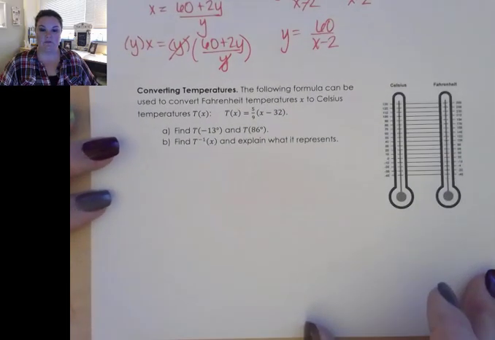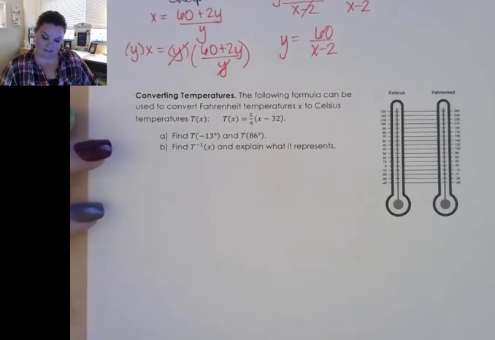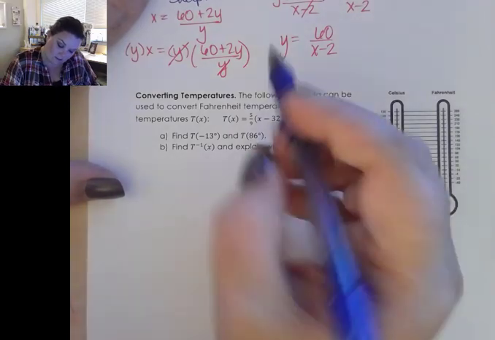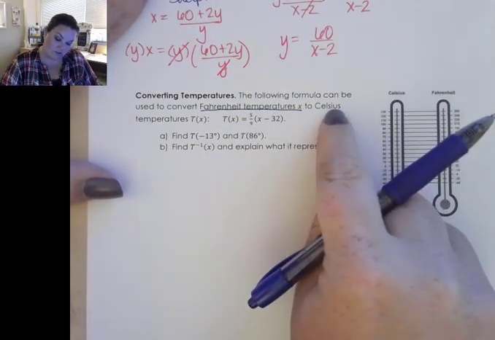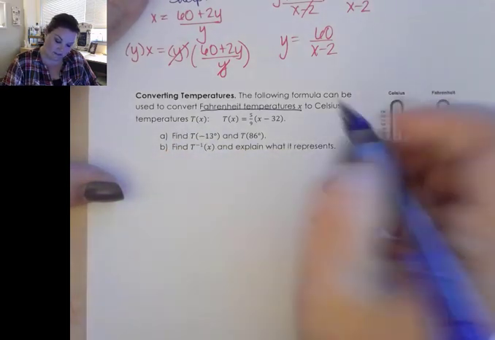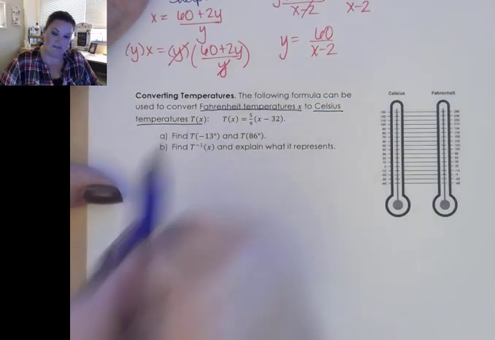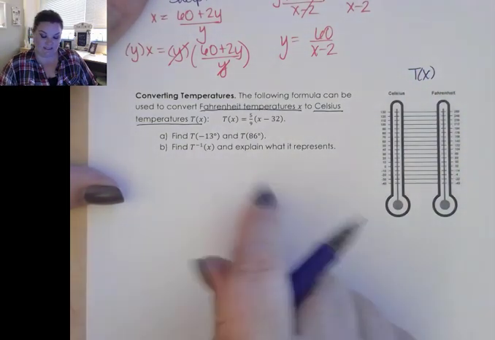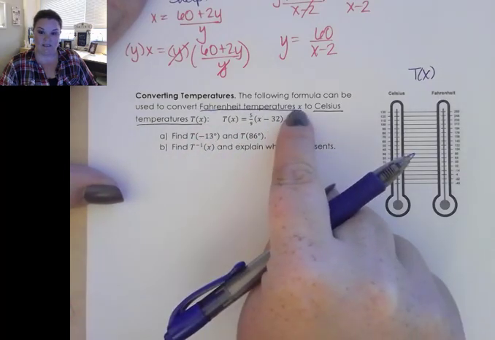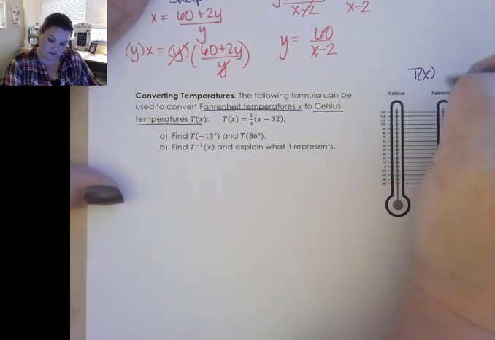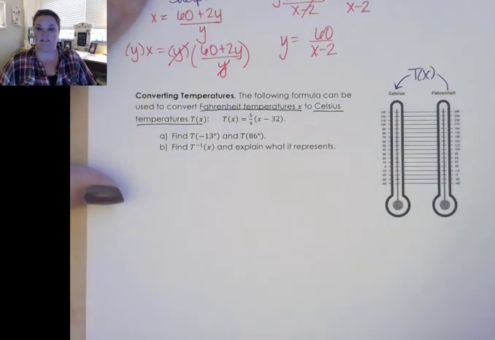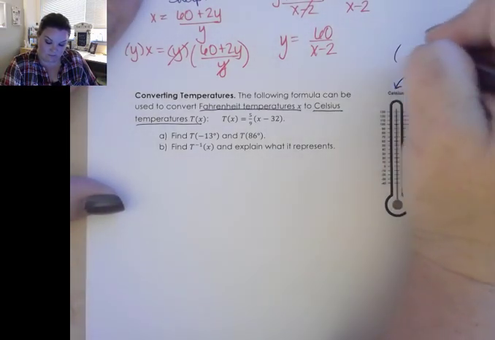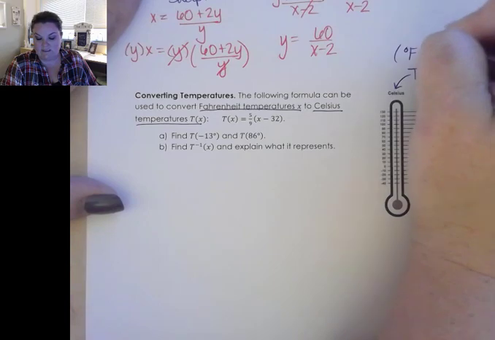This one's talking about converting temperatures, and it says the following formula can be used to convert Fahrenheit temperatures x to Celsius temperatures T of x. Celsius temperatures is our output. So what this is telling us is that our T of x function takes Fahrenheit temperatures, because that's what x is, and converts them to Celsius. So right now I can stop. I know exactly what this represents. This goes from degrees Fahrenheit to degrees Celsius.